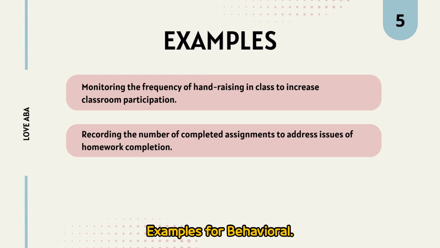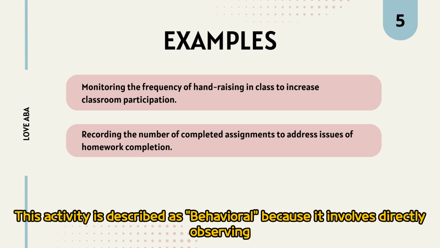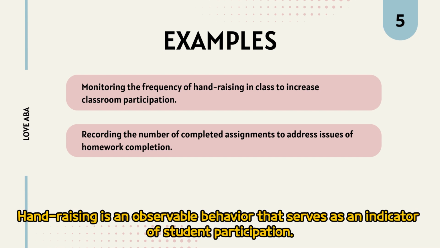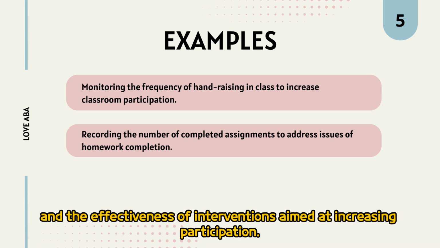Examples for behavioral: monitoring the frequency of hand-raising in class to increase classroom participation. This activity is described as behavioral because it involves directly observing and counting an overt action, hand-raising, that can be seen and measured. Hand-raising is an observable behavior that serves as an indicator of student participation. By monitoring this behavior, practitioners can gather objective data on classroom engagement, and the effectiveness of interventions aimed at increasing participation.